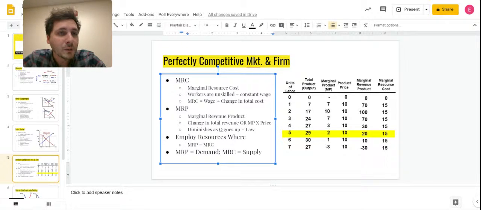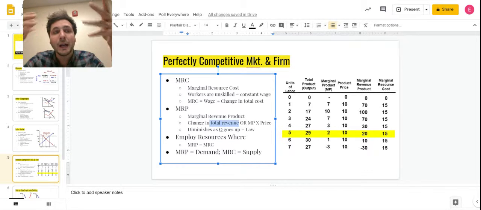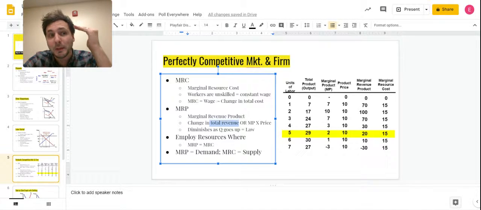MRP is marginal revenue product. Marginal revenue product is simply how much additional revenue that next worker, or that next resource, is worth, right? And so we find this in one very particular way. First, we can find it by the change in total revenue, right? So if I'm given total revenue and I see when I hire the additional worker, my total revenue changes by this much, we can attribute it to that person. They've given me this much additional revenue.